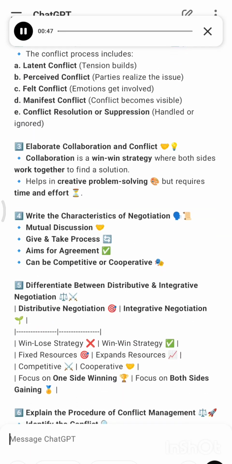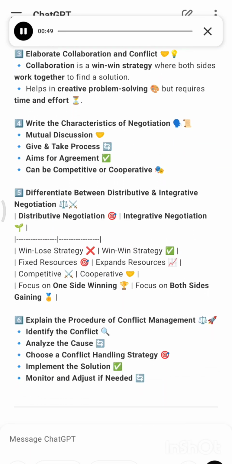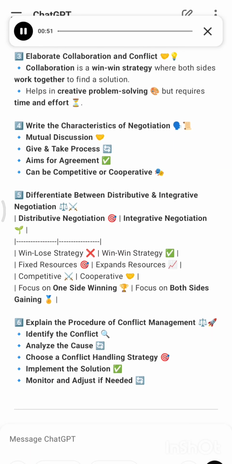3. Elaborate collaboration and conflict. Collaboration is a win-win strategy where both sides work together to find a solution. Helps in creative problem solving, but requires time and effort. 4. Write the characteristics of negotiation. Mutual discussion. Give and take process. Aims for agreement, can be competitive or cooperative.